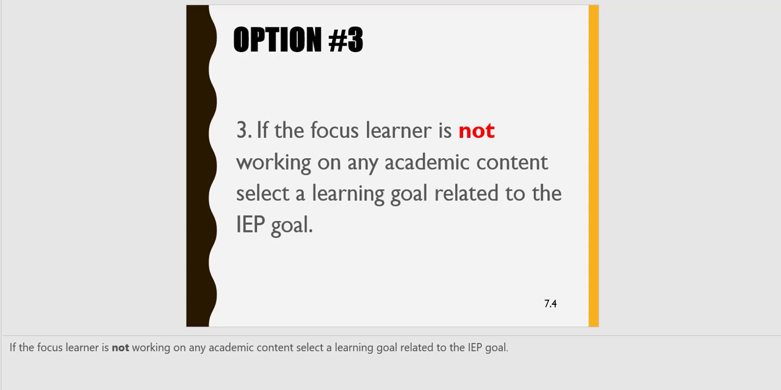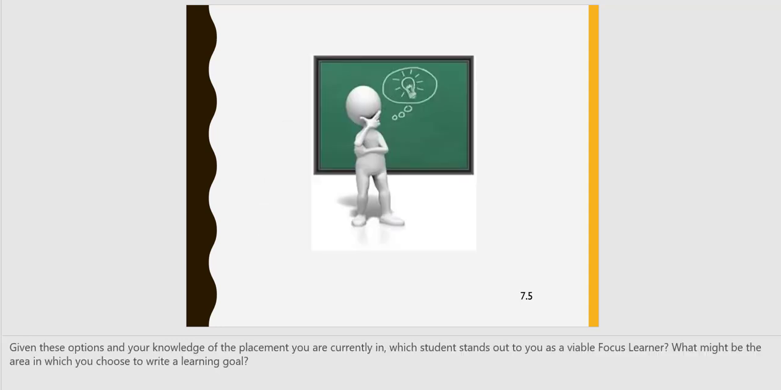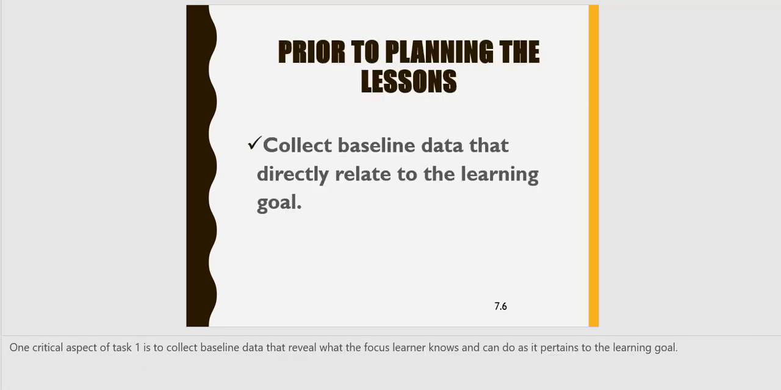Option 3, if the focus learner is not working on any academic content at all, select a learning goal related to an IEP goal. Given these options and your knowledge of the placement that you're currently in, which student stands out to you as a viable focus learner? What might be the area that you choose to write a learning goal?